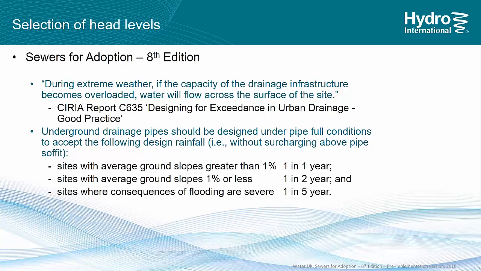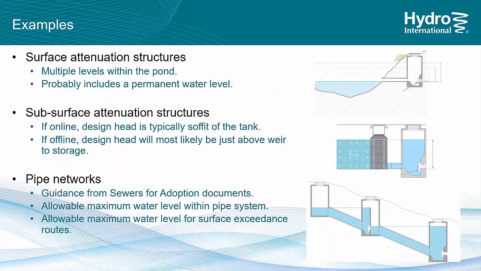But then for larger storms, say your 1 in 100 year or your 1 in 200 year, using areas outside of the pipework may be much more appropriate, and designing for exceedance goes into a lot more detail about where you could start holding water, especially in those above ground flow corridors. So there are different examples of structures where you're going to be holding water and determining what head levels are.